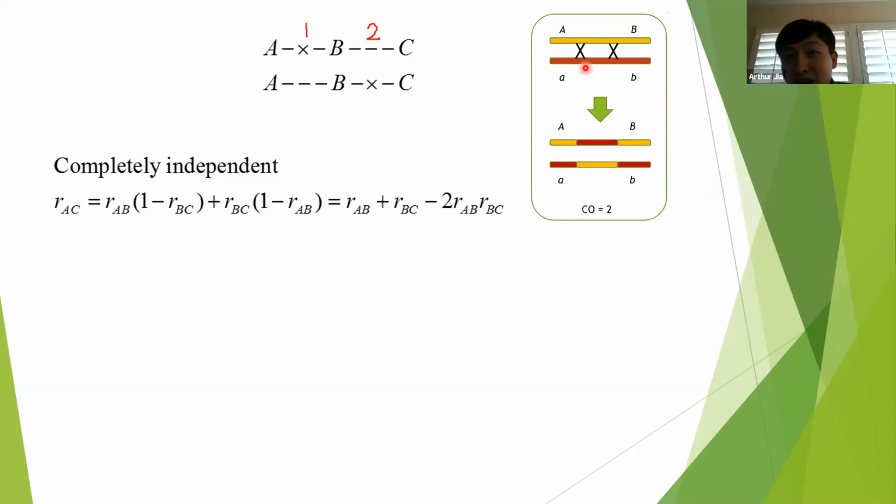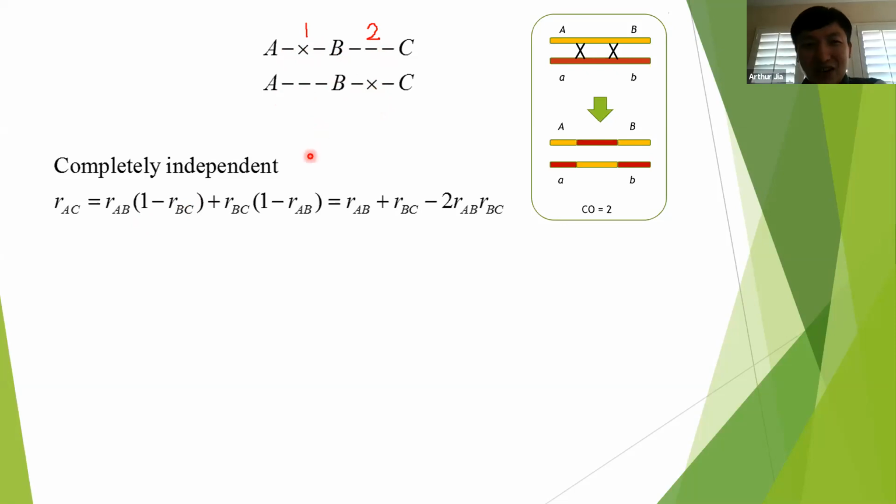Okay, so if you have two crossing over, then you do not see the non-parental type. You do not see the recombinants, right? So that's why we don't count this one in the map distance calculation. So when we calculate the recombination frequency between A and C, we only take these two situations into account. Either there's a single crossing over occurring between A and B, none between B and C, or there's a crossing over between B and C, but none between A and B.